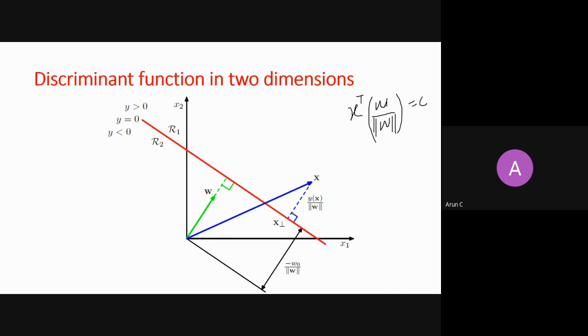That will start giving you a sense. So here, let's say you start with some function y(x). You can write it like this: W transpose x plus W0. Here W0 is a subscript.